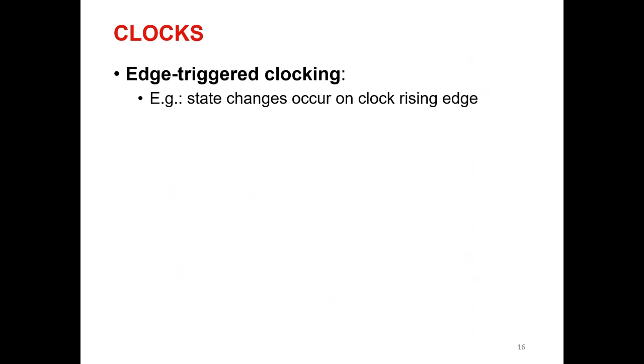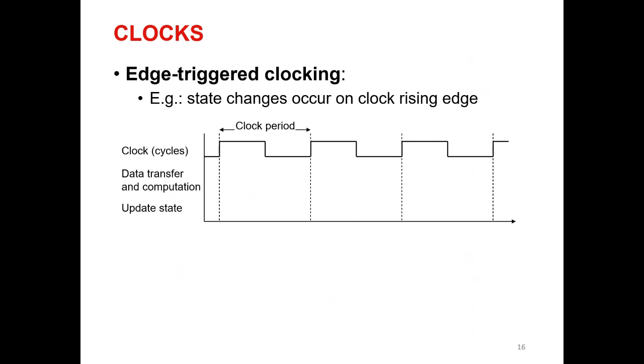So this is what we have mentioned. Edge-triggered clocking is when state changes happen on the clock rising edge. It could also happen on the falling edge. It's just a decision of the programmer whether we want the changes to happen on the rising edge or on the falling edge.